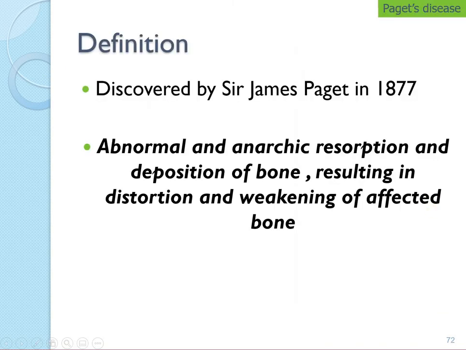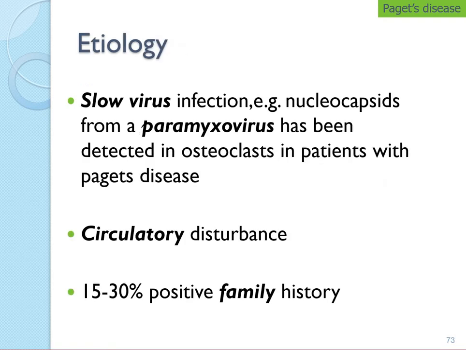The disease gets its name after the discovery by Sir James Paget in 1877, where he described and defined it as an abnormal, anarchic resorption and deposition of bone resulting in distortion and weakening of the affected bone. The bone usually is resilient because of the presence of vascularity and bone marrow spaces. But when there is anarchic resorption and deposition of the bone, the flexibility of the bone is hampered, giving rise to higher chances of pathological fractures.